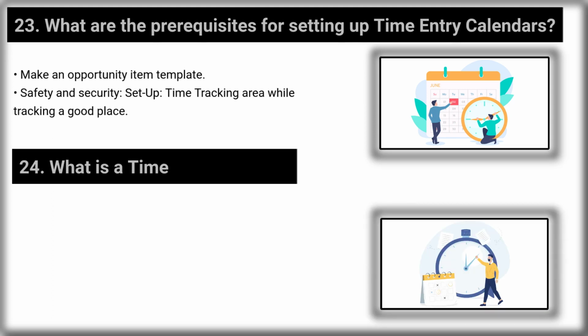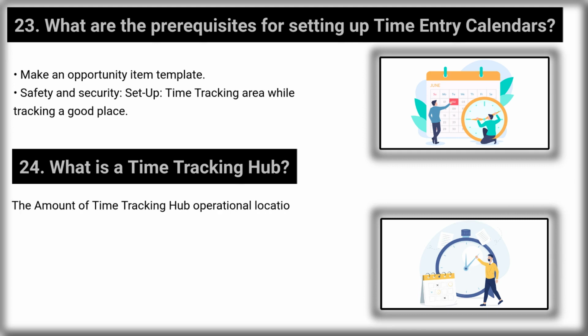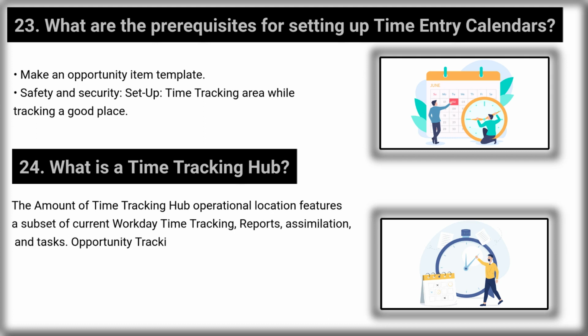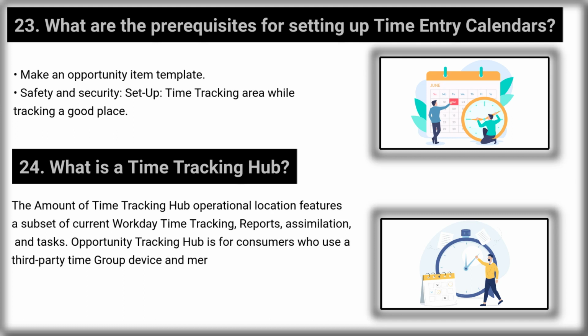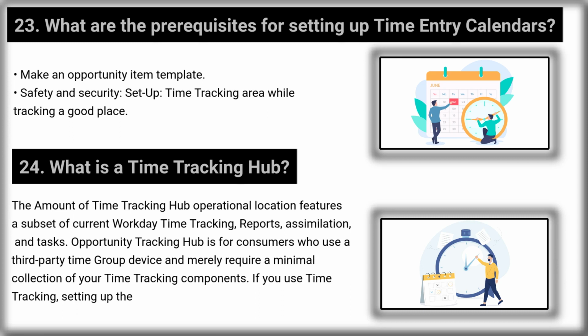24. What is a time tracking hub? The Time Tracking Hub functional area features a subset of current Workday time tracking reports, integrations, and tasks. Time Tracking Hub is for customers who use a third-party time collection device and only require a minimal set of time tracking components. If you use time tracking, setting up the Time Tracking Hub functional area is not required.